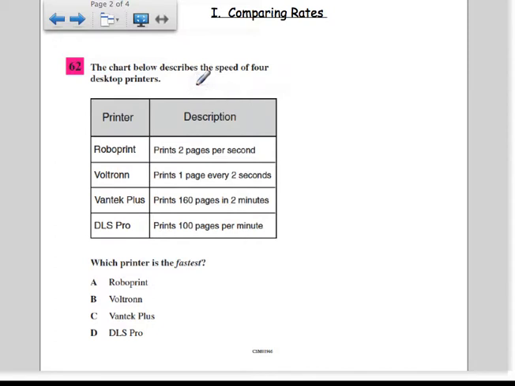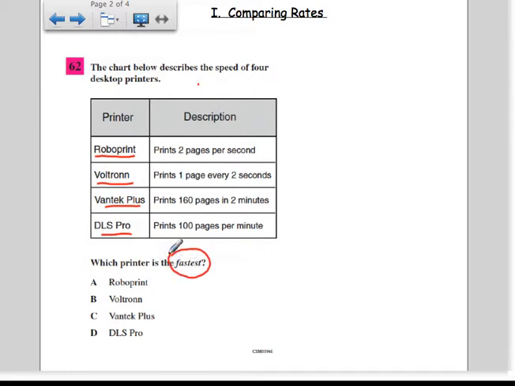So starting with number 62, the chart below describes the speed of 4 desktop printers. You have RoboPrint, prints 2 pages per second. Voltron prints 1 page every 2 seconds. Vantech Plus, 160 pages in 2 minutes. And DLS Pro, 100 pages per minute. And you need to figure out which is the fastest.